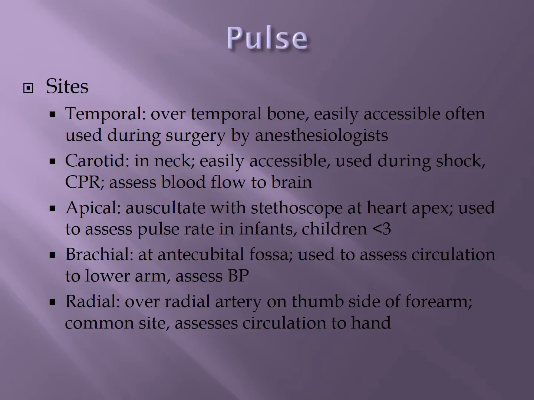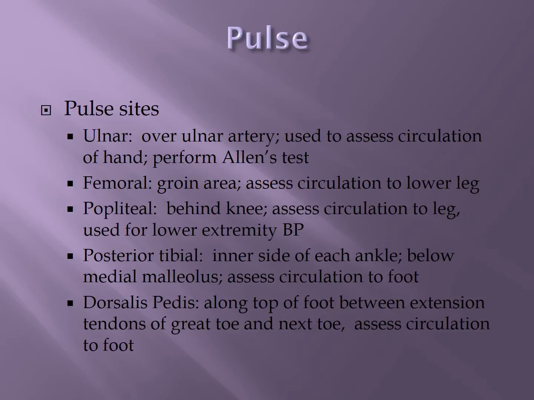The easiest way to palpate a radial pulse is to place the palm of your hand on top of the forearm, wrap your fingers around their forearm on the thumb side, and roll that artery up against the radial bone to palpate it. Because remember, to palpate pulses, you have to be able to feel that pulsation against a bone.